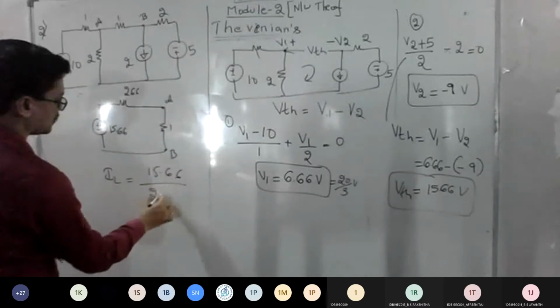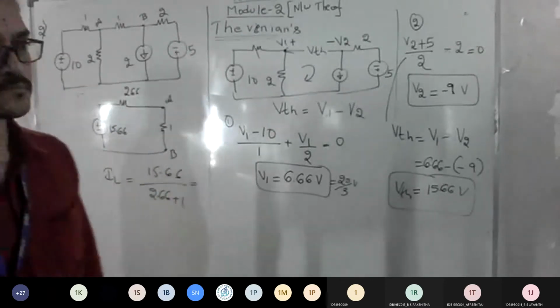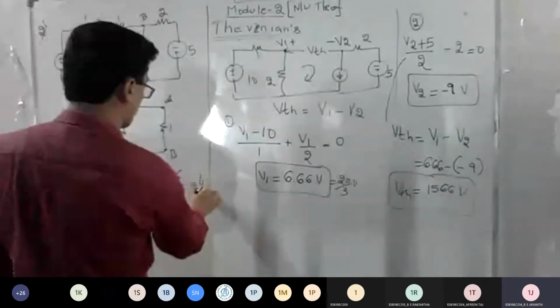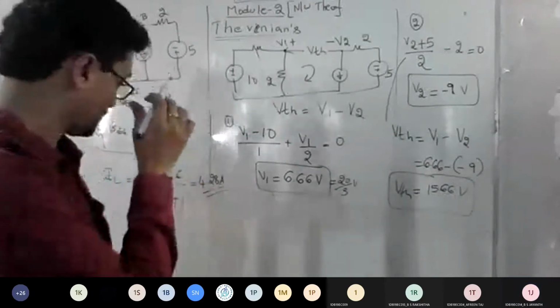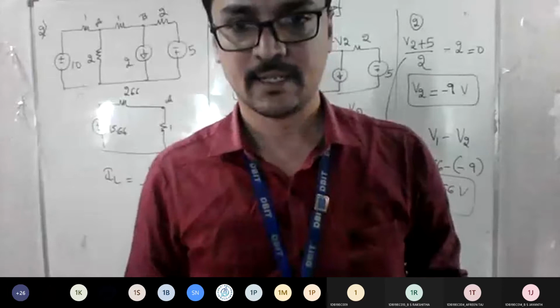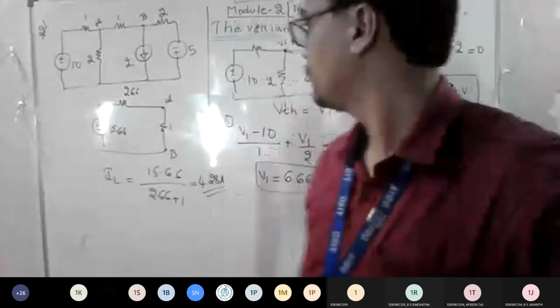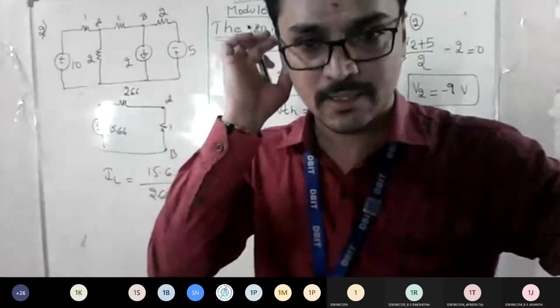15.66 divided by 2.66 plus 1. How much here? 4.28 amperes, sir. Okay, fine. So others, those who are doing it using KVL, just verify the answer. Is it matching or not? Just let me know. Others, is it fine with your concept of KCL?